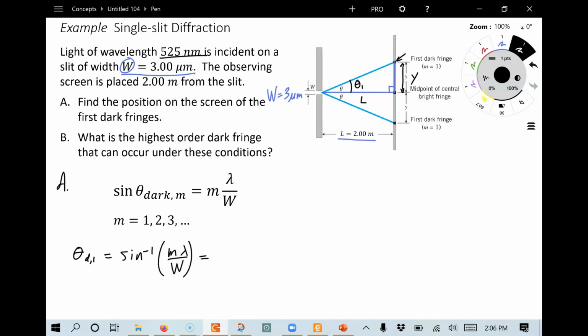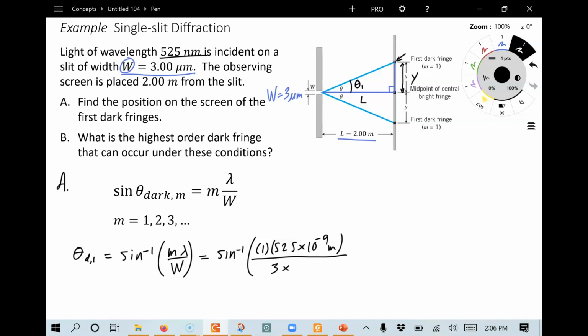And we know all of those things, so we'll go ahead and plug in those values. m is equal to 1. Lambda is equal to 525 nanometers. I'm going to make this meters so that I have the same units easily for both. There's your wavelength. And finally, we're going to put in the slit width, 3 micrometers.